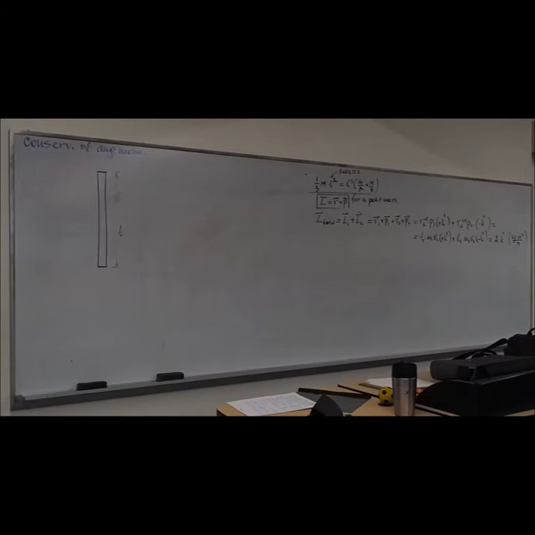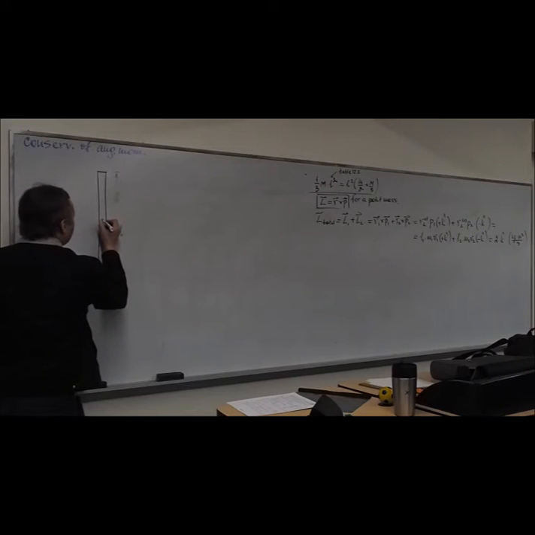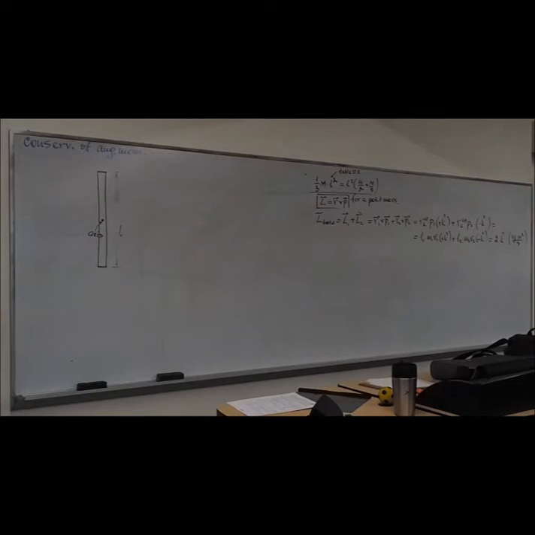Total length L. The axle goes through the center of mass. So here is the axis of rotation. So actually there is an axle. Of course, no friction.